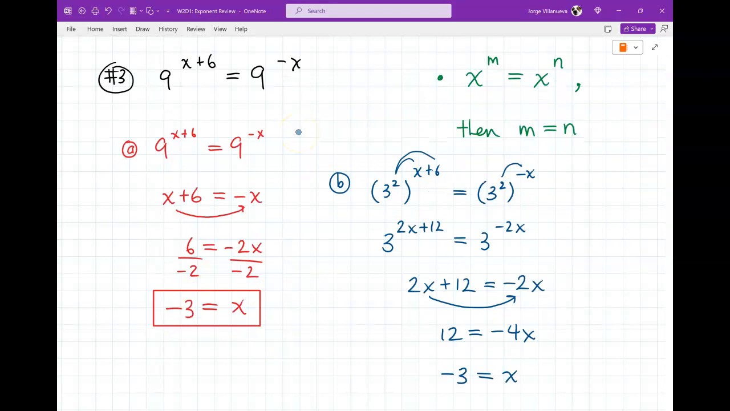Yeah, same solution, right? So I didn't get anything wrong. I did kind of work a little bit more than I needed to. But I just wanted to show you guys that you can break down the bases as much as possible to try to find matching bases.